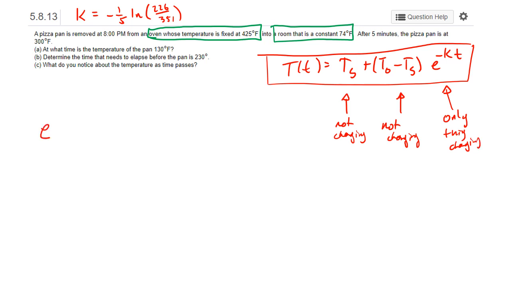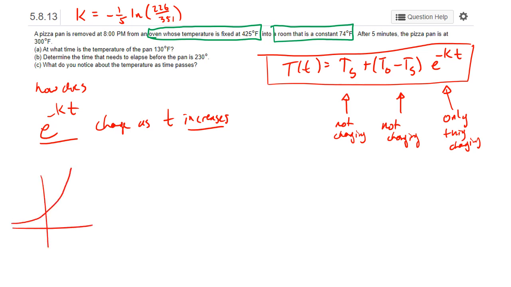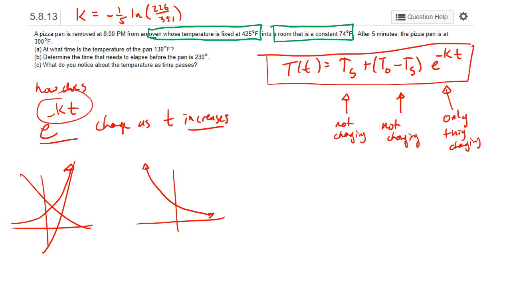So what happens to e to the minus kt? How does e to the minus kt change as t increases? Well, notice this is an exponential curve. So it either looks like this or it looks like this. Which one is it? It's the one on the right because I have a negative exponent here.